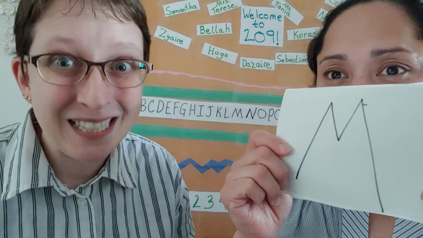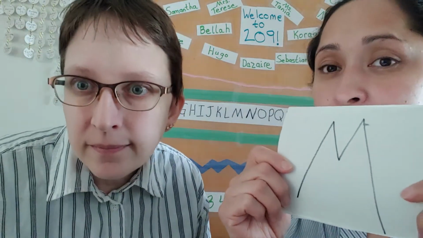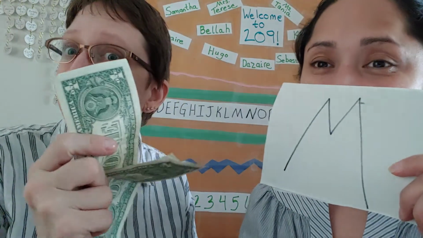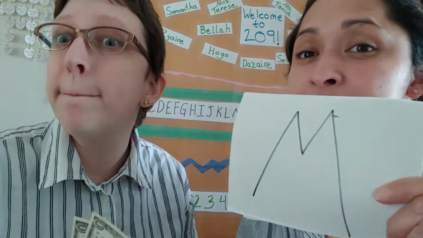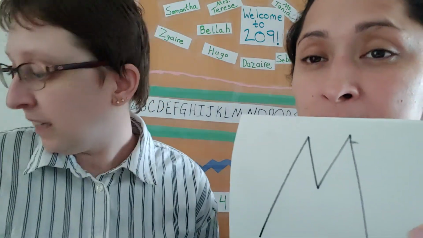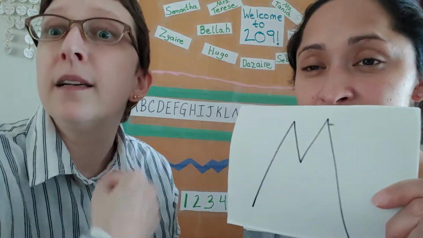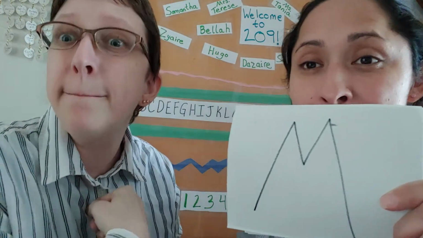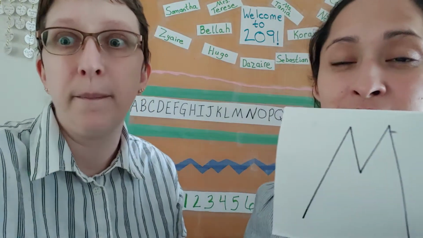What did you find that starts with an M in your house? Whoa, all right. I found some money. Not much money. But money. Money starts with an M. Guess what? Miss Tanya has children and I have a little girl. That makes us moms. Mommy. Mom starts with an M. Pretty cool, huh?